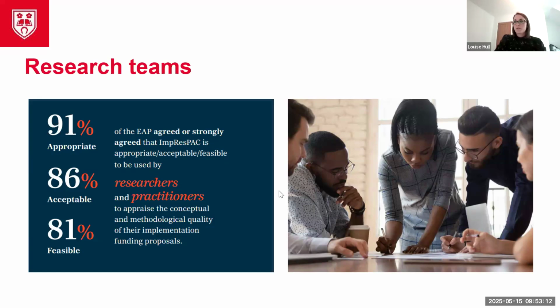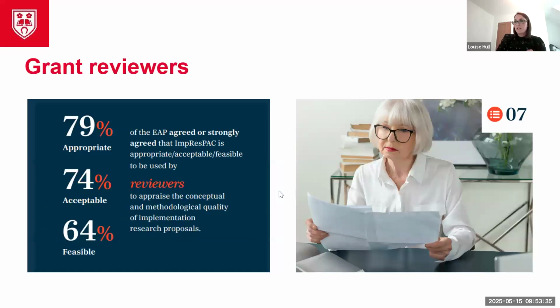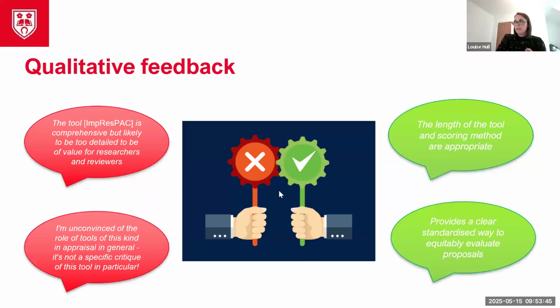So these are just the results from researchers and practitioners. 91% of the expert panel agreed or strongly agreed that ImpResPAC was appropriate for use by researchers and practitioners. 86% thought it was acceptable and 81% thought it was feasible. These numbers went slightly down when asked in relation to use by educators, and again they went slightly down in relation to the acceptability, appropriateness and feasibility from grant reviewers' perspectives.